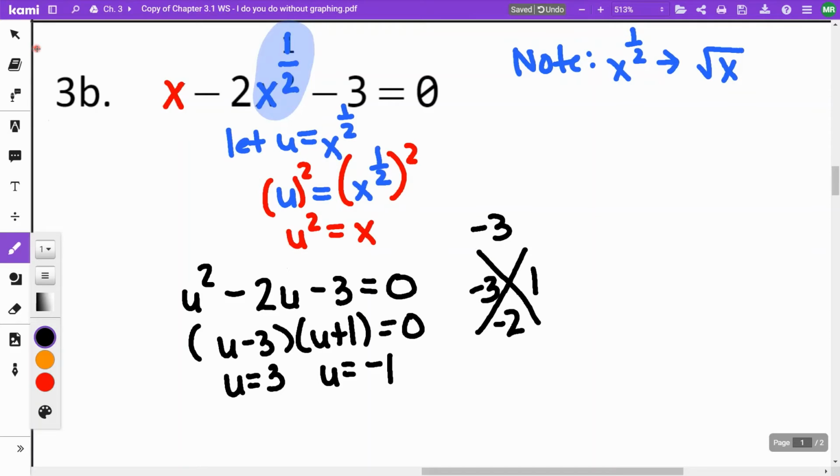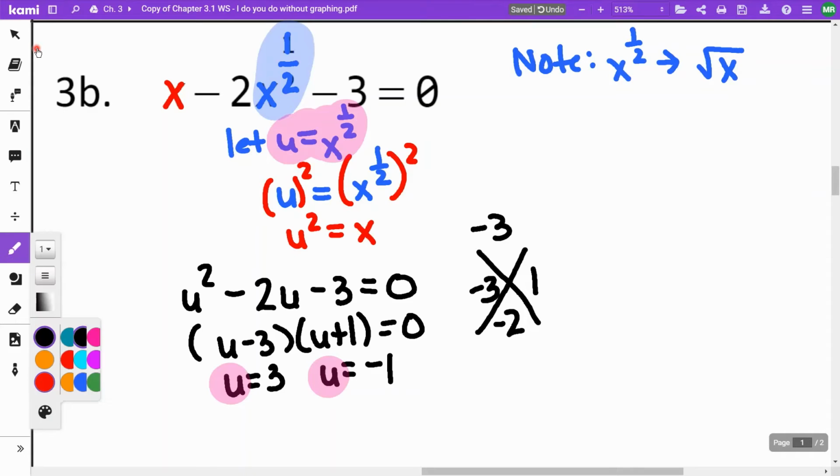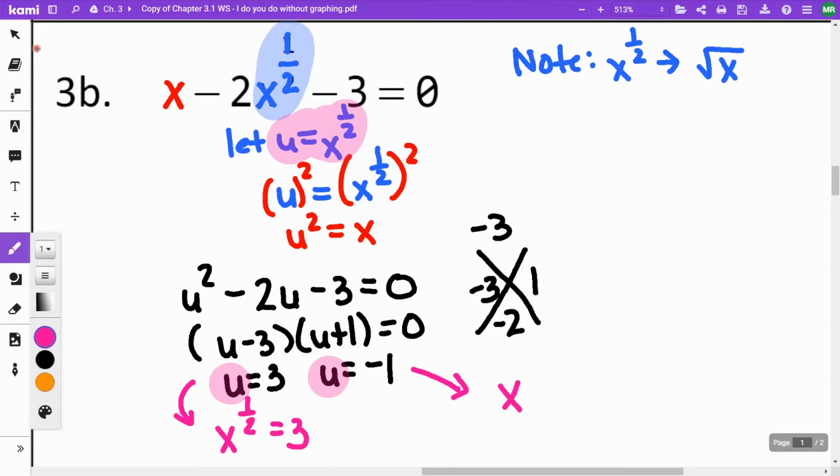Don't circle those answers because the original problem had no u in it. So we need to find our x. So remember, we set u equal to x to the 1/2. So in place of these u's, we're going to put in x to the 1/2. So I'm going to rewrite this: x to the 1/2 equals 3, that's for this one. And this one here, x to the 1/2 equals -1.